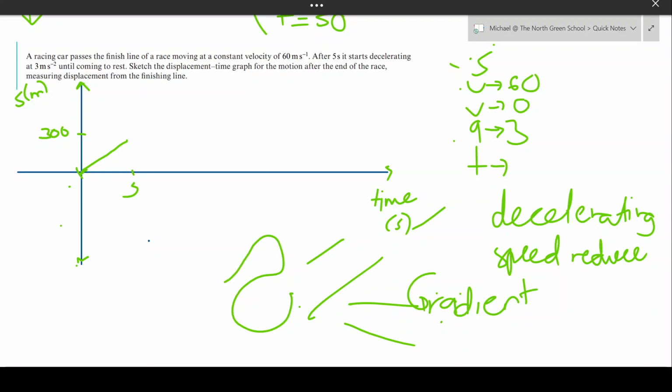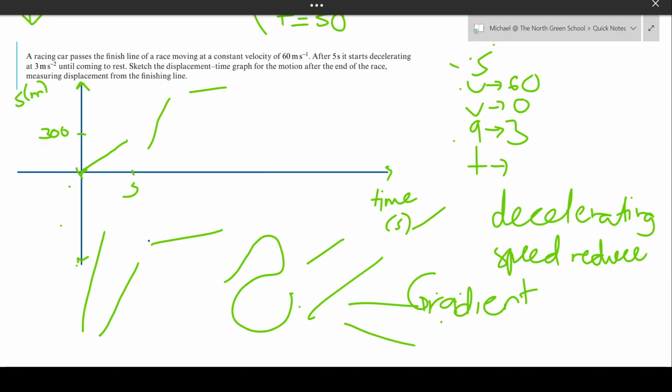So if the speed is reducing, that means the gradient must be reducing. The steepness must be reducing. So you can look at this. This is the high gradient. That's even a higher gradient, and then this is a low gradient. So if we're decelerating, we must be coming from a high gradient and then going to a low gradient.